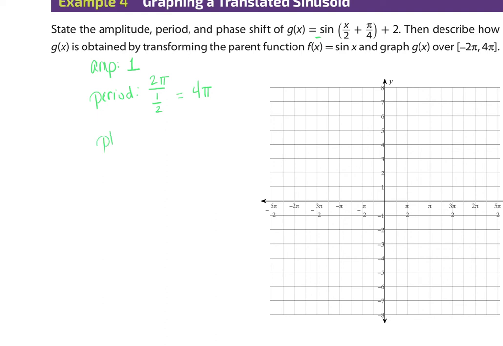Phase shift. So my b is actually inside there, okay? My b is inside there. So my c here is pi over 4.